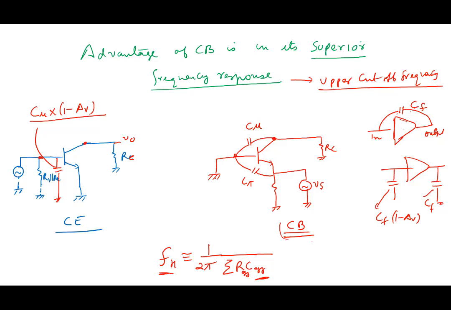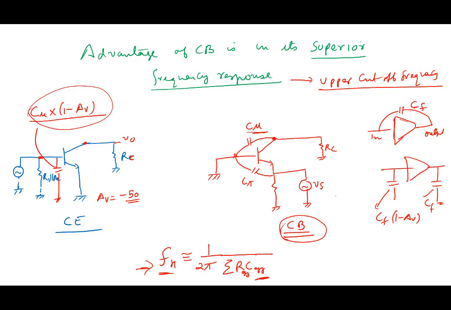So this common base amplifier does not suffer from this Miller's effect, this Miller's multiplication of capacitance. There is no C mu capacitance which is getting multiplied by the gain and therefore appearing as a large capacitor and causing a deterioration in upper cutoff frequency. For example, let's say the gain here is minus 50, and say the gain here is 50 also.